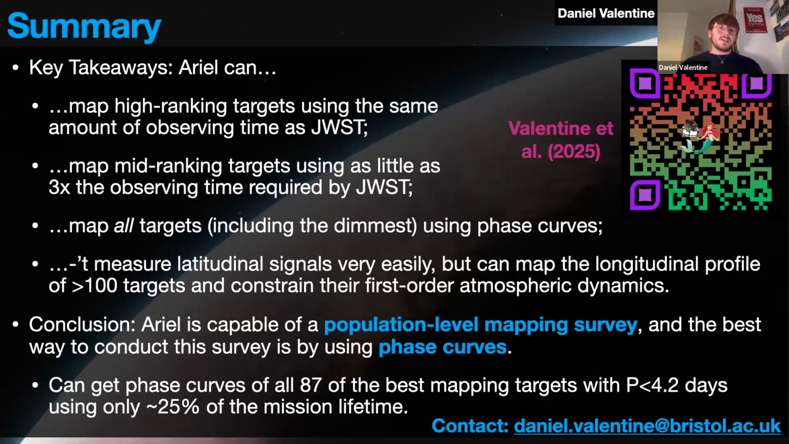And the best way to conduct this is by using phase curves, which we can acquire for 87 of the best mapping targets with periods of less than 4.2 days using only a quarter of the Ariel mission lifetime. And with that, I'll invite any questions that anyone might have.